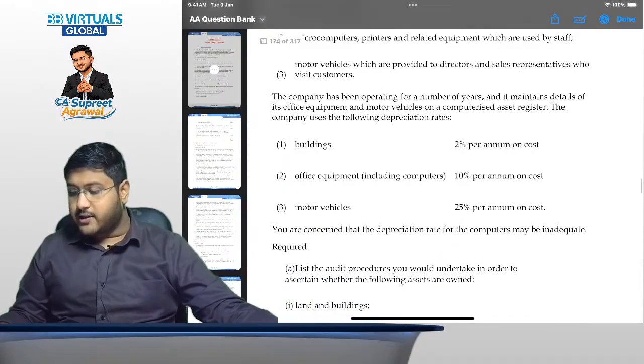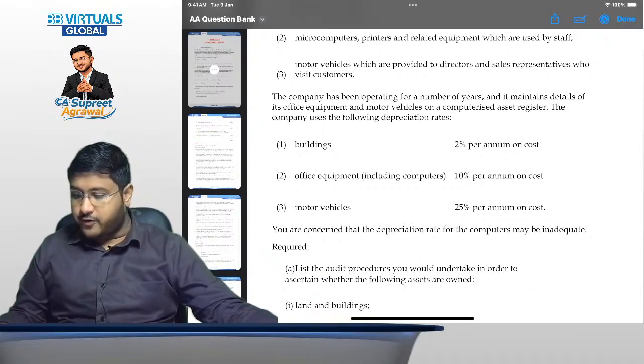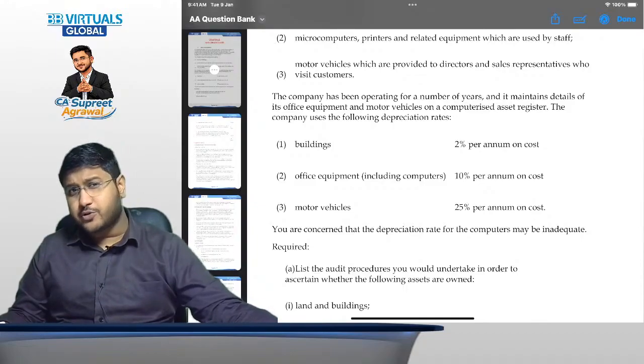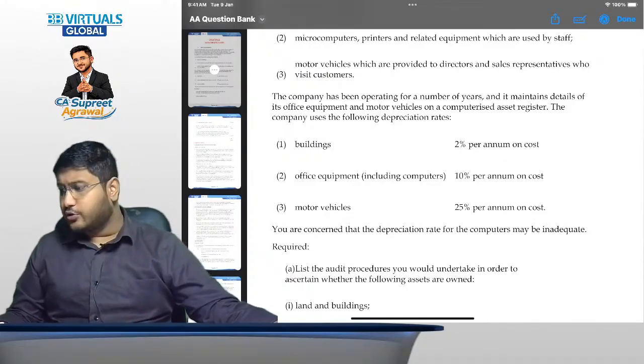Okay, now the company has been operating for a number of years and it maintains details of its office equipment and motor vehicles on a computerized asset register. That's amazing. The company uses the following depreciation rates. Sir, can we input certain points from our automated tools and techniques also? Yes, of course you can. There is no issue regarding that.